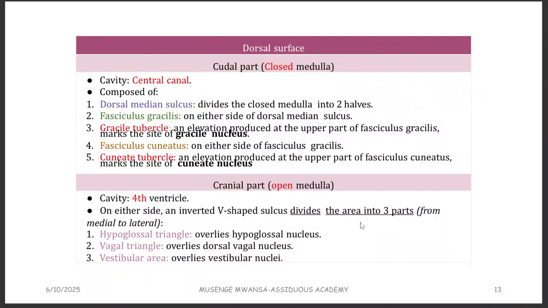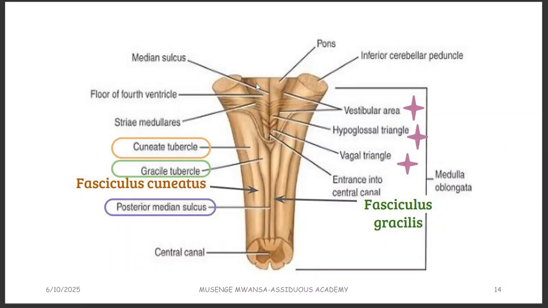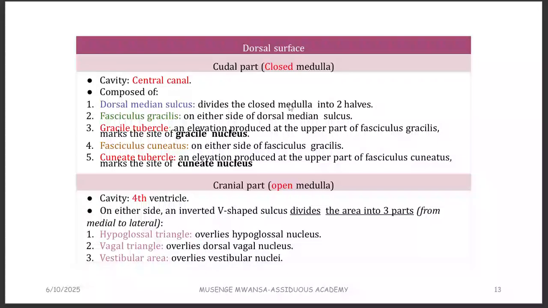So it is going to divide the area into three parts. From medial to lateral, we've got the hypoglossal triangle, which overlies the hypoglossal nucleus, and then the vagal triangle, which overlies the vagal nucleus, and then the vestibular triangle, or the vestibular area that overlies the vestibular nucleus. Okay, so those are the three areas. From medial to lateral, you start with the hypoglossal triangle, then the vagal triangle, and then the vestibular triangle. So those are the main parts.